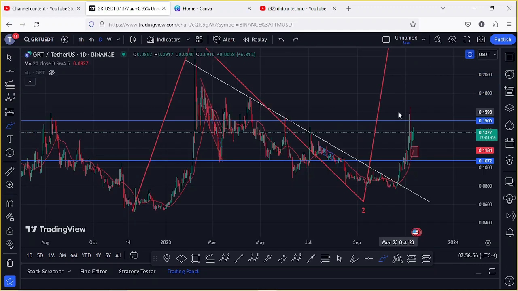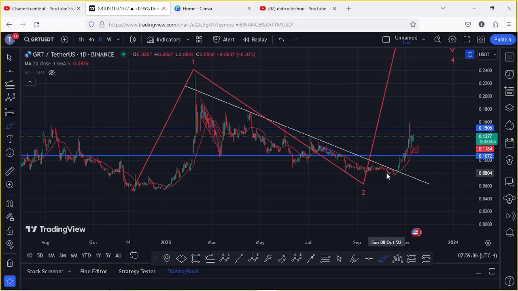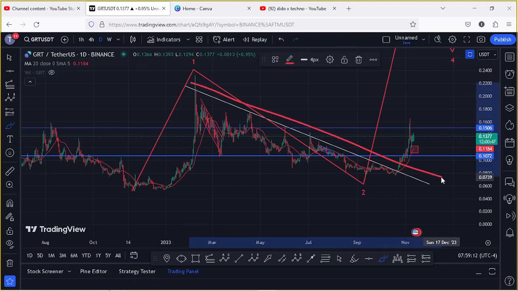Before I share what I'm expecting to play out in the short term on the GRT chart, allow me to first give you what I'm expecting on the long term, where you can first see that we have seen a break to the upper side of this descending trend line that I have here on the daily chart, in a move that gave us a high above the $0.1666 mark.